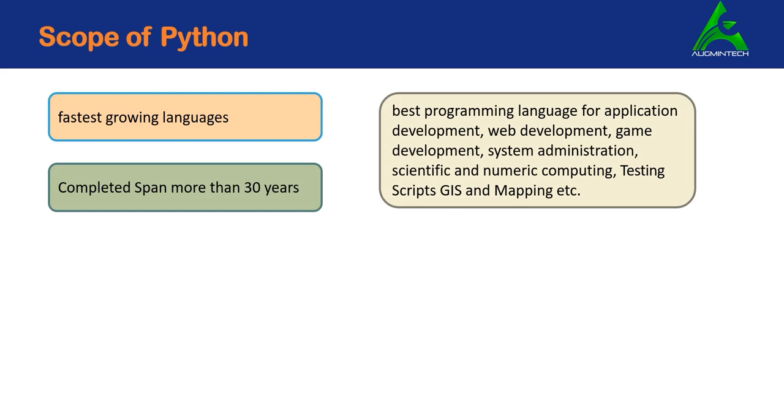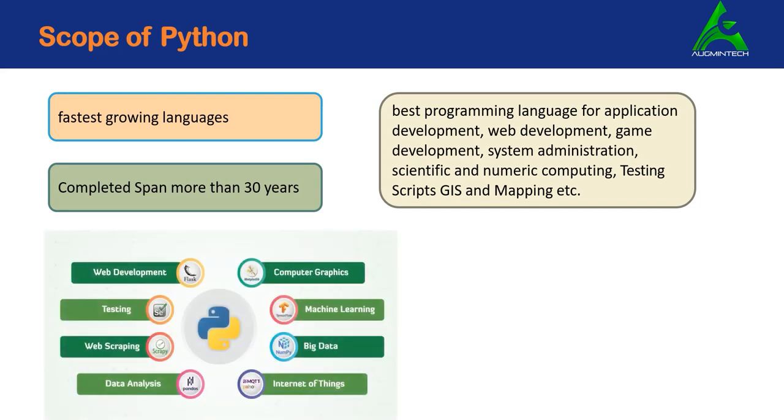It is used for system administration, scientific numeric computing using NumPy and SciPy modules. It can be used for automation testing, manual testing, geographical information system mapping, and so on. So these are again very basic things mentioned here. With Python, you can do a lot of things. You can go for web scraping, big data, building machine learning models and predicting with them, data analysis, data visualization, computer graphics, and so on.